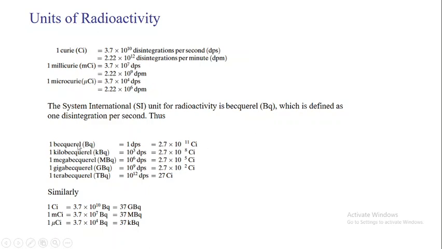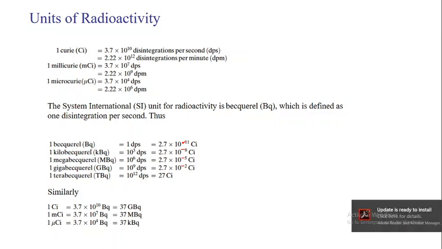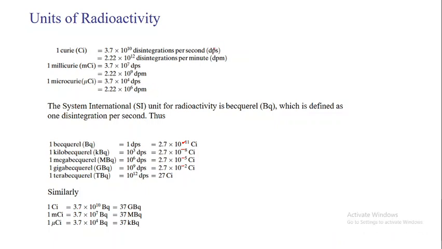Another unit is the becquerel. 1 becquerel is equal to 1 disintegration per second. So 1 becquerel is equal to 2.7 times 10 raised to the power minus 11 curie. Keep in mind that there is a negative sign with all of these. The larger units are the megabecquerel and terabecquerel. Similarly, as 1 disintegration per second is 1 becquerel, 1 curie should be equal to 3.7 times 10 raised to 10 becquerel.